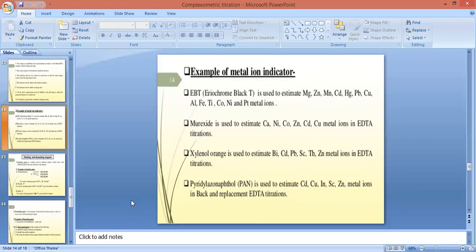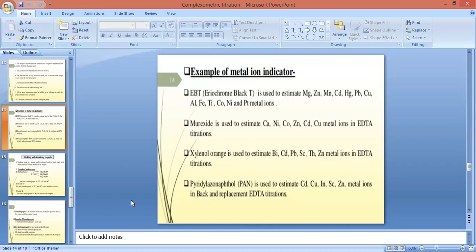The commonly used complexing agent is disodium EDTA or ammonium thiocyanate, used in a concentration of either 0.1 or 0.05. The content in the conical flask in complexometric titration is the aqueous solution of the metal ion. Next, to maintain the pH at 10, we use an appropriate buffer. Next, we use a metal ion indicator. So these will be the contents in the conical flask.